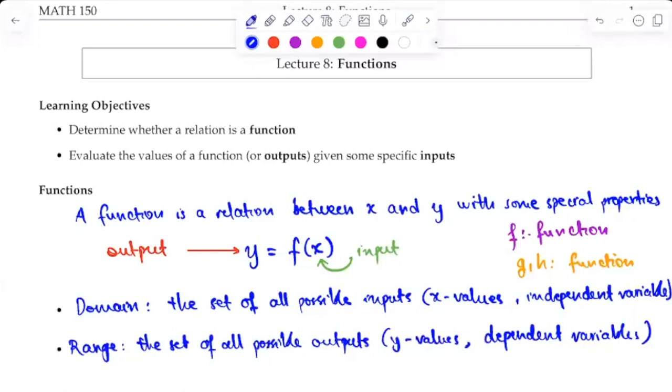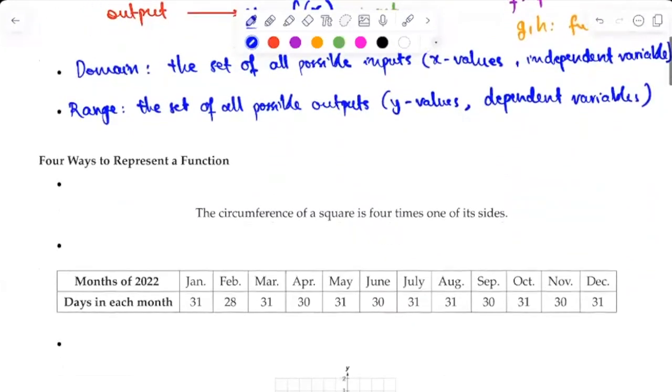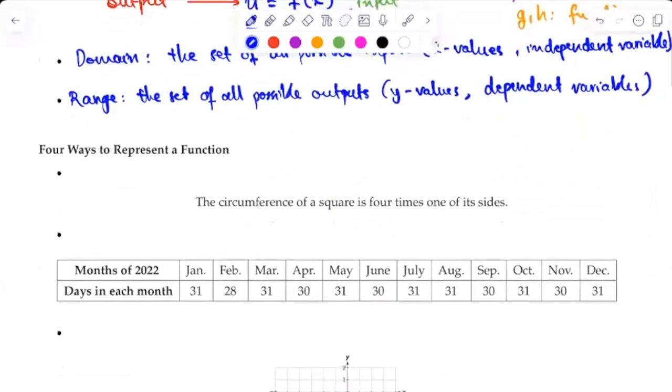All right. There are four different ways to represent a function. Right? The first one is verbally, using sentences. Right, so the example here is that the perimeter of a square is 4 times one of its sides. So that sentence right there represents a function.